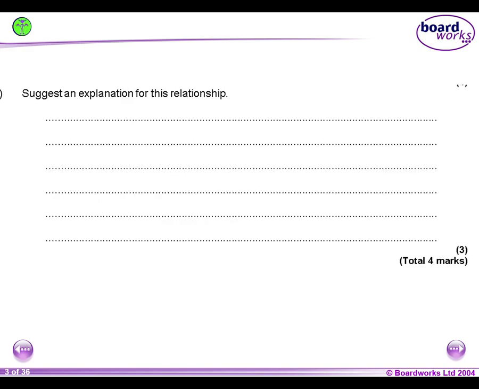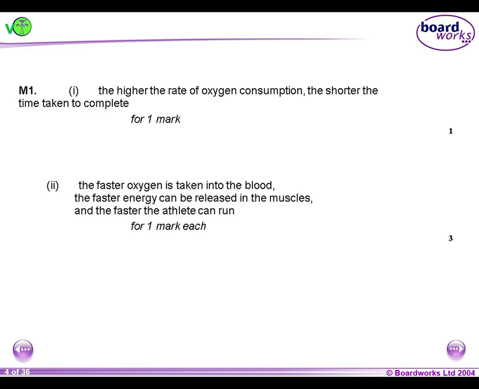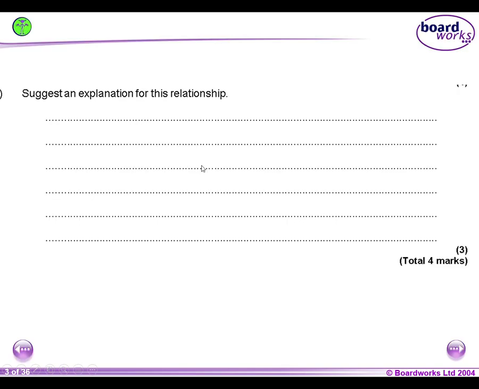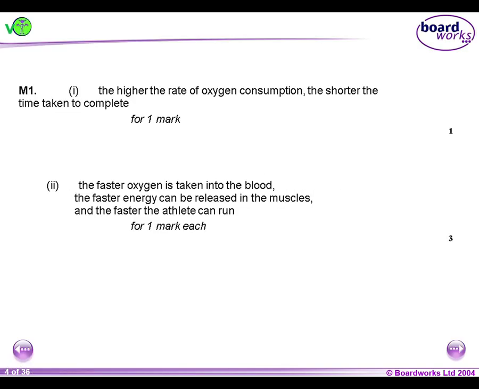And now, suggest an explanation for this relationship. The faster oxygen is taken into the blood. Remember, the table was talking about oxygen consumption, which is in centimetres cubed per kilogram per minute, so it's a rate. The faster it's taken into the blood, the faster energy can be released in the muscles and the faster the athlete can run. So make your corrections if you didn't quite get all of those marks.